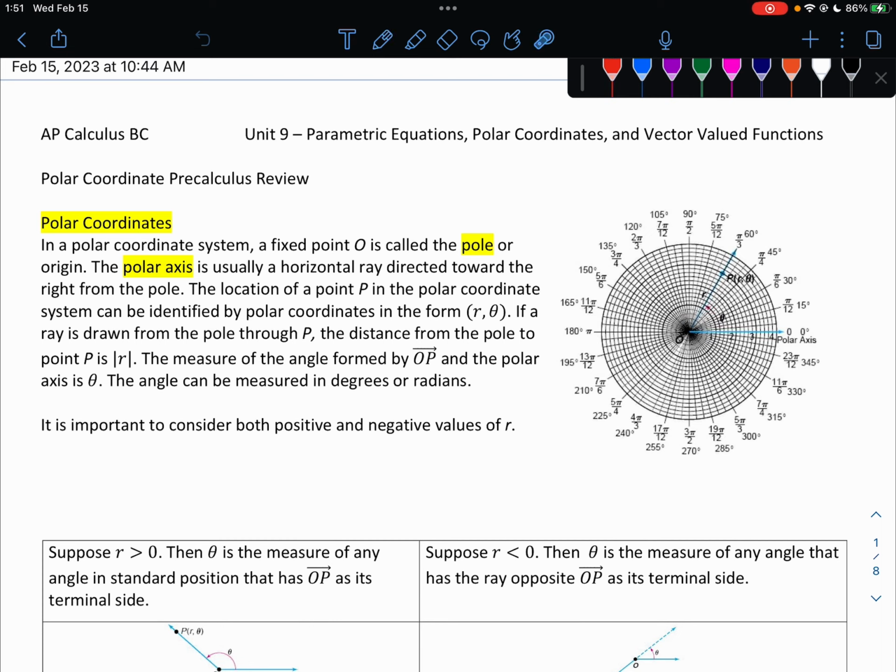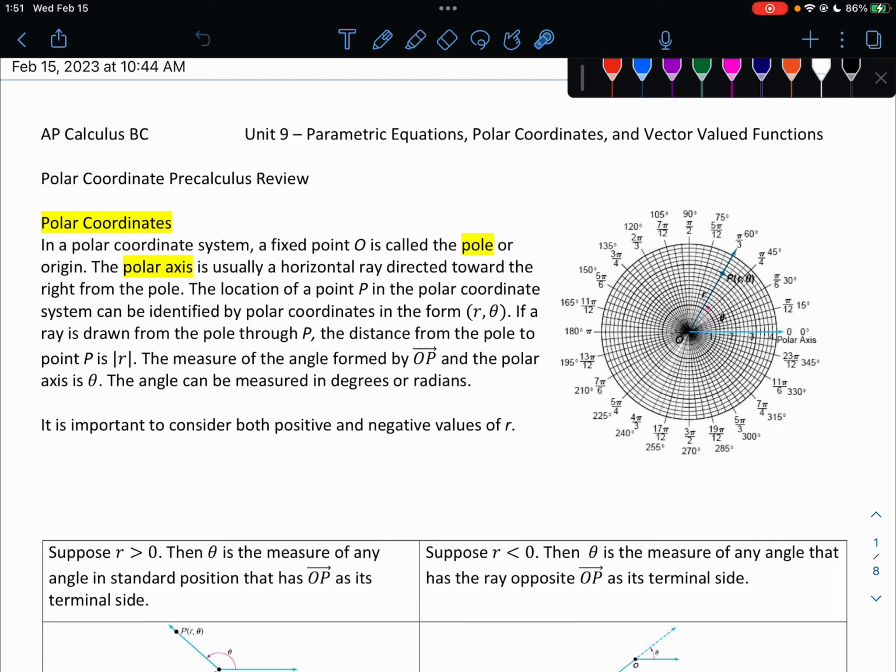The polar coordinate system is a little different than a rectangular coordinate system in that it's not a rectangle, it's a circle. Okay, the center isn't called the origin anymore, it's called the pole. Okay, and this is called the polar axis here.